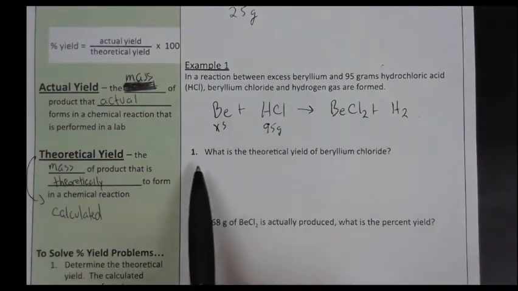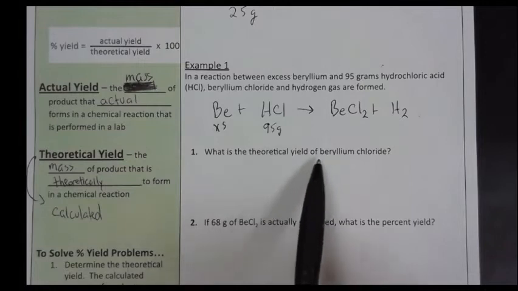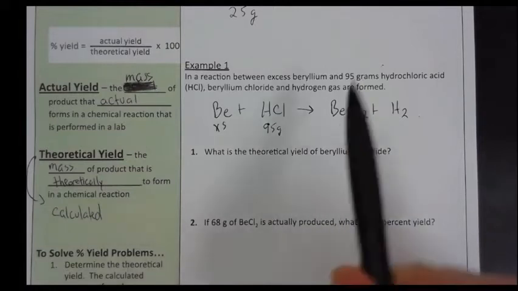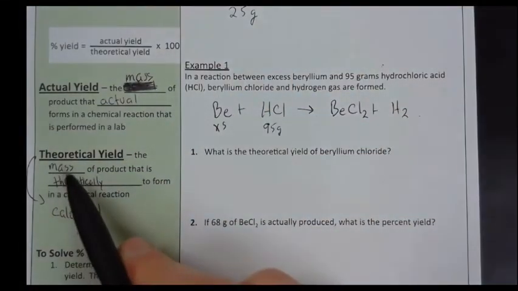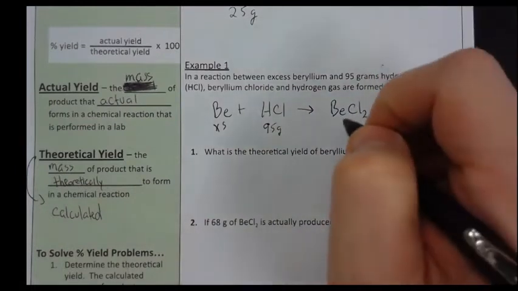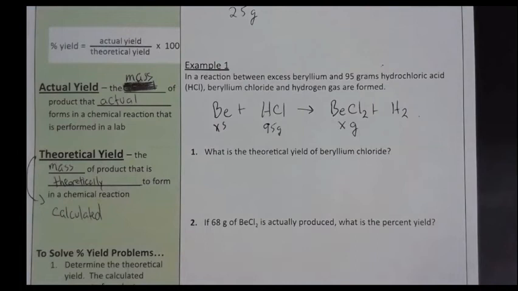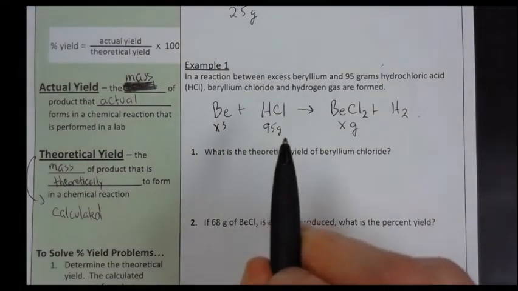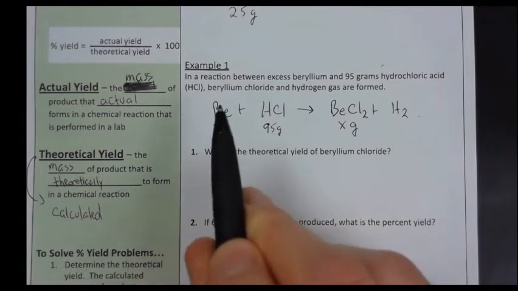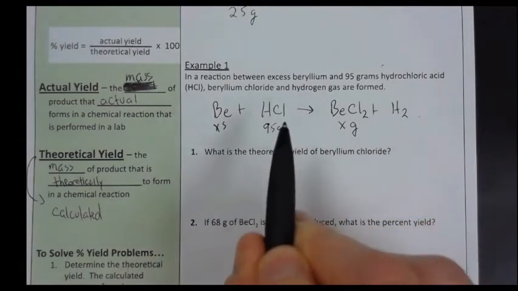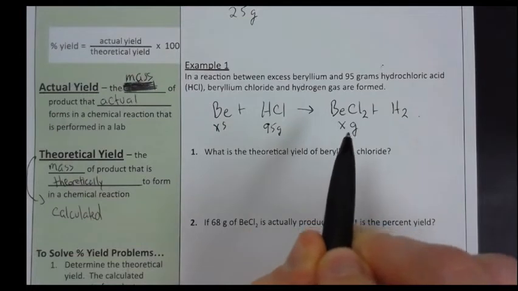And it says in question number 1, what is the theoretical yield of beryllium chloride? And a theoretical yield is always a mass, so we're solving for X grams of beryllium chloride. So we've got our starting point. We've got an unlimited supply of that reactant, so the reaction will stop once we use up all of our HCl. We want to know how much beryllium chloride we'll produce.